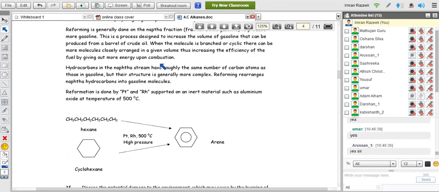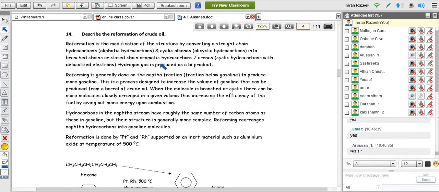So reformation is a modification of the structure by converting straight chain hydrocarbons into cyclic hydrocarbons. That means straight chain aliphatic, or it can be alicyclic, into branched chain or closed chain hydrocarbons or arenes. Arenes are the cyclic ones with a ring in the middle.